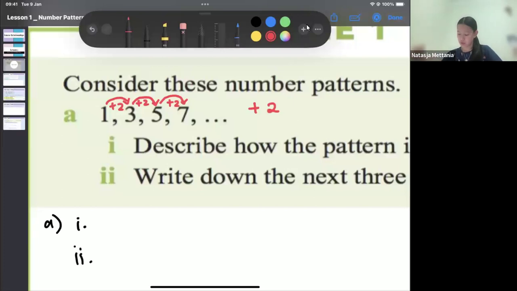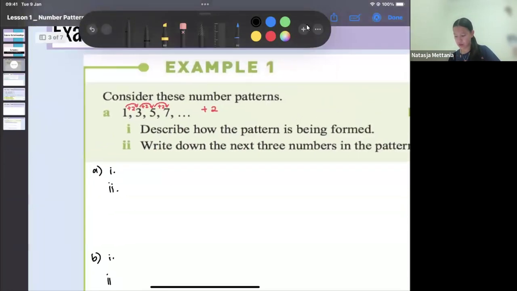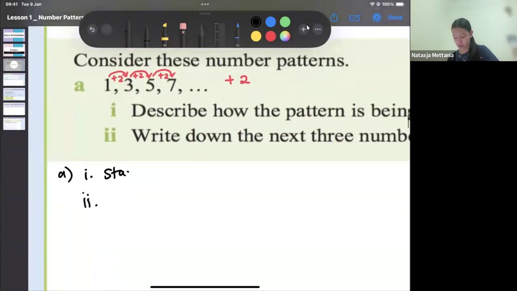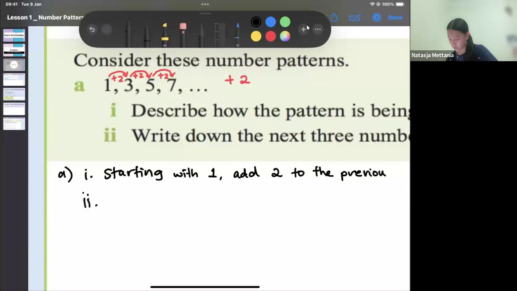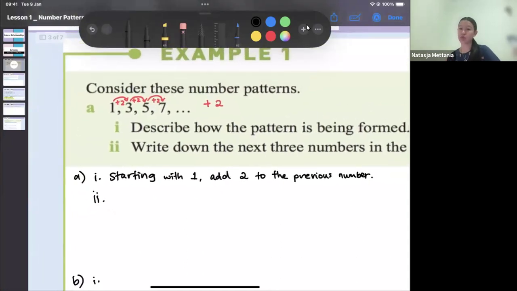So what I'm going to do now is the following. For question A, I'm going to describe the pattern because it says describe how the pattern is being formed. So what I'm going to do is write down: starting with the first number, which is number 1, add 2 to the previous number. And that's my description of the pattern.